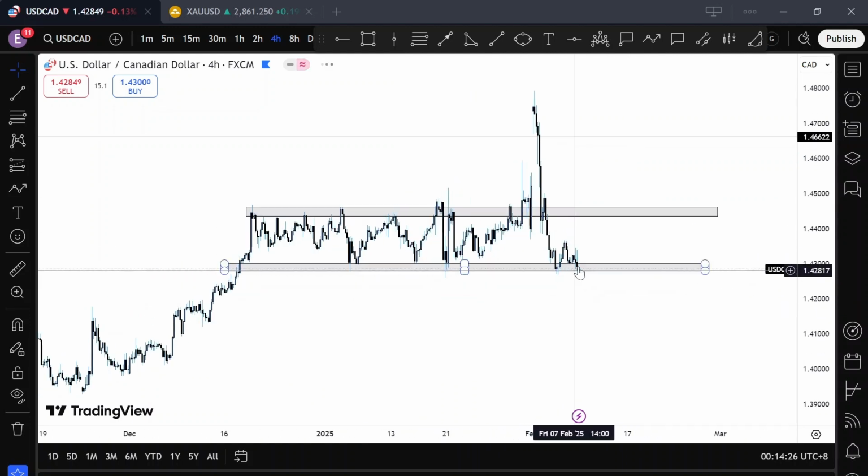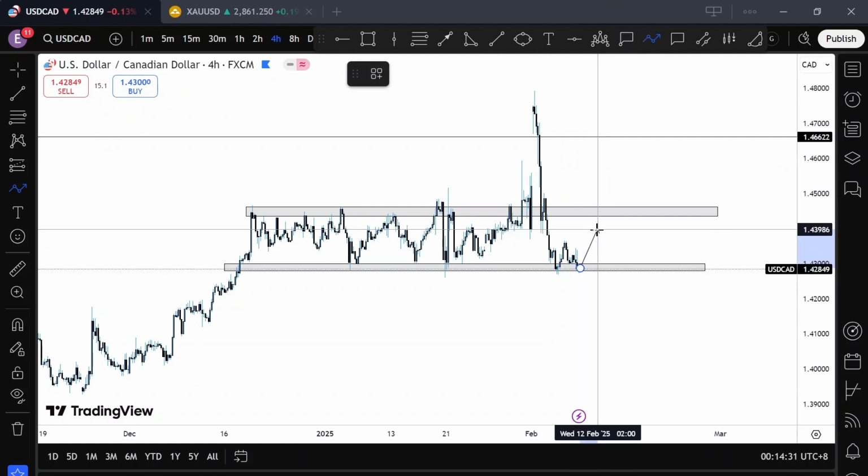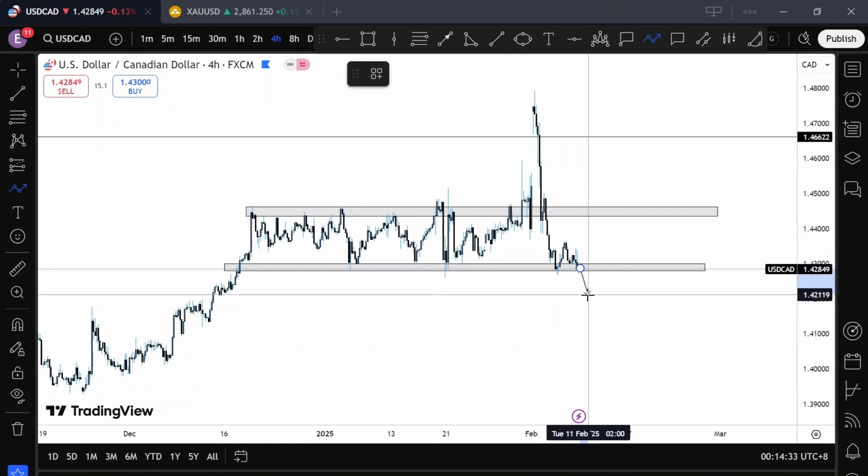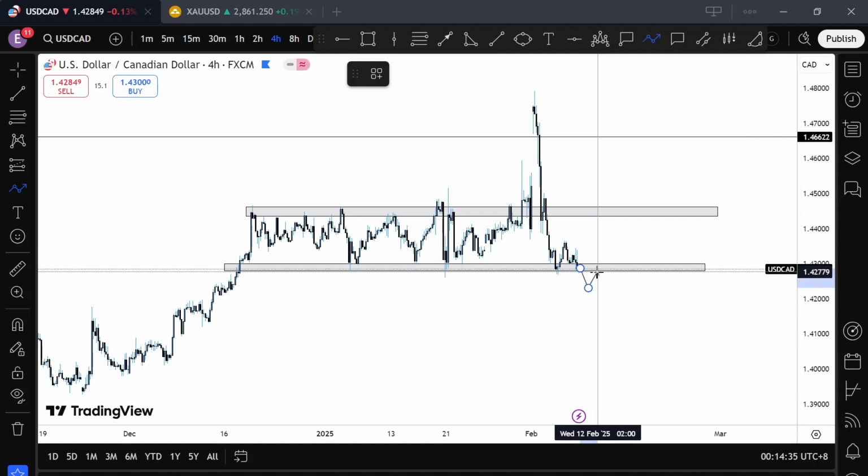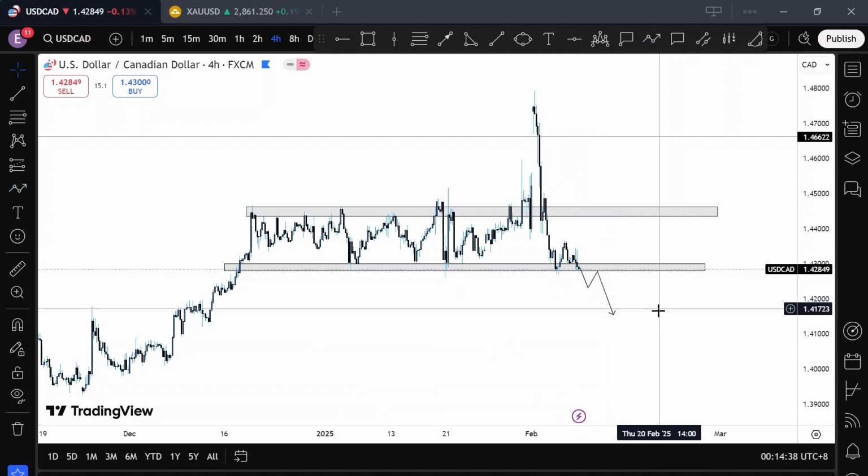Now it's quite simple. I want to see price start rejecting this region one more time and continue to the upside. But at the same time, if price breaks below this region, we look for a good retest, then we might see price start selling.